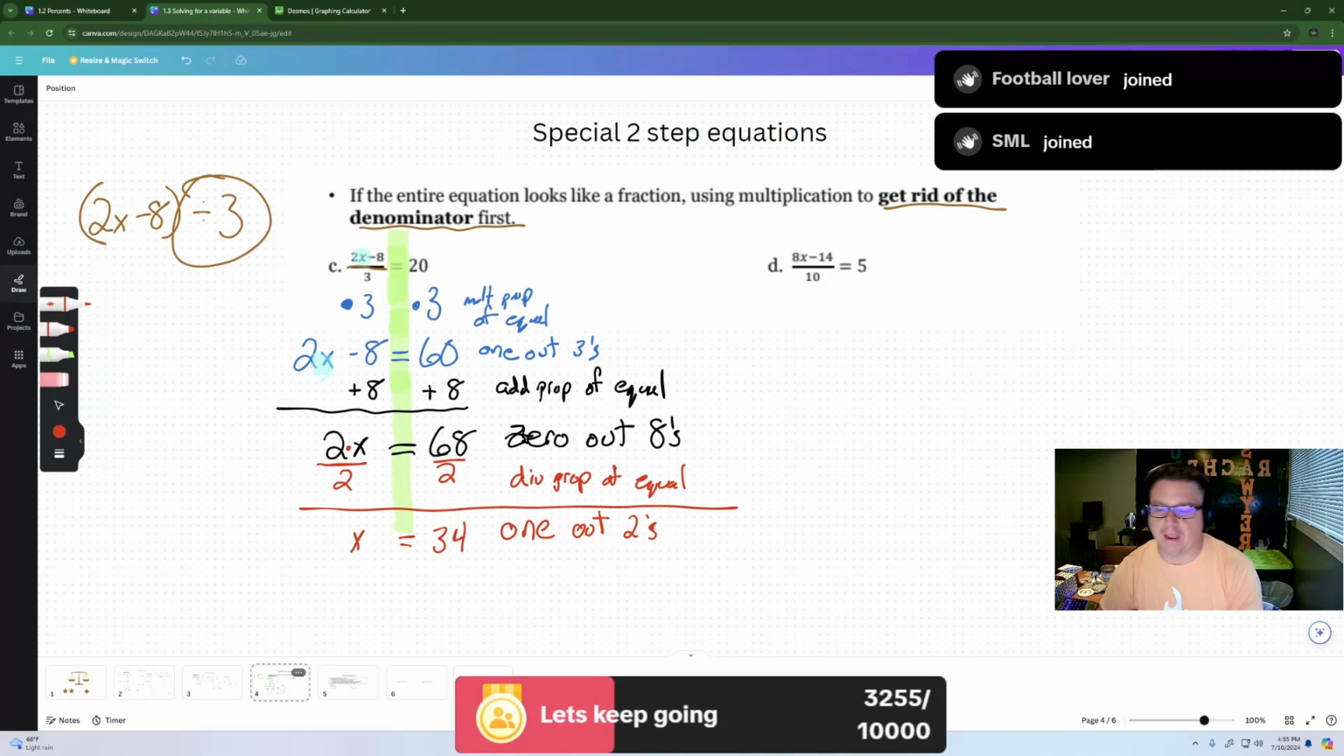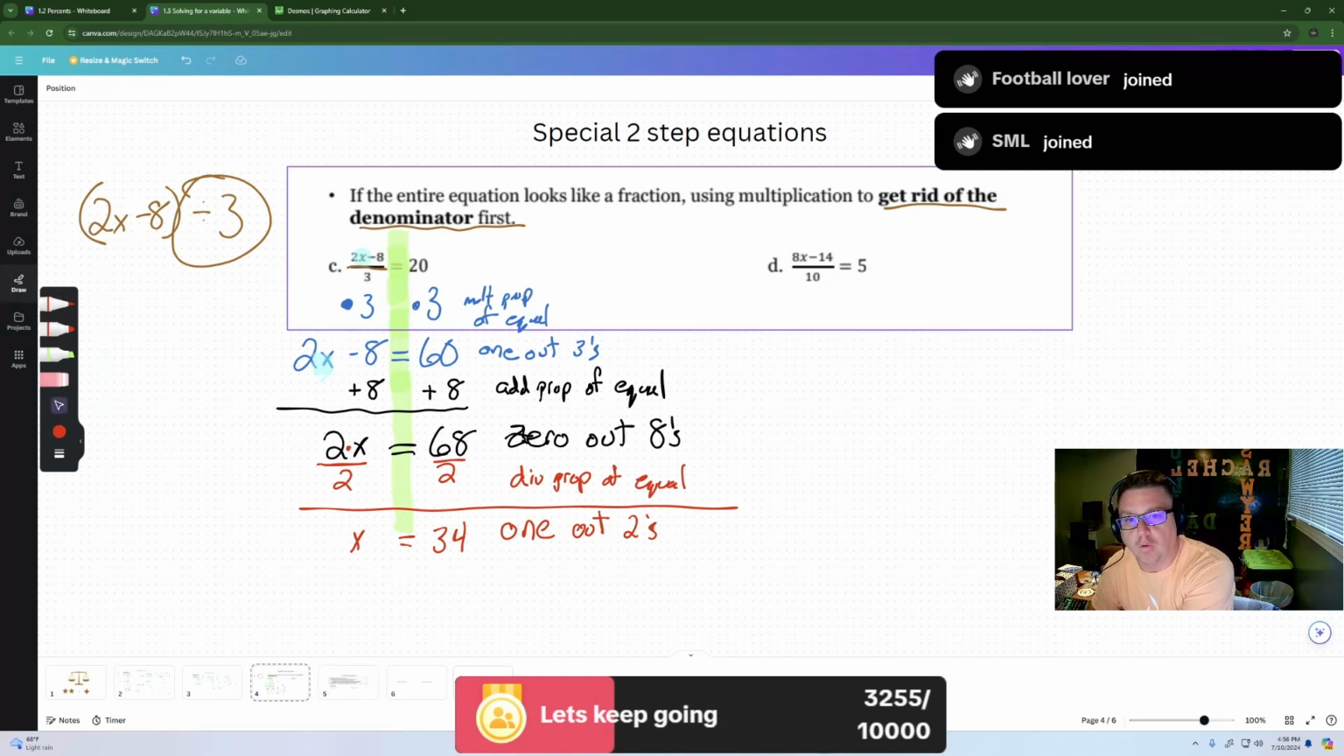Okay, so balancing this scale out, if we were to put 34 in for our variable, times it by 2, subtract 8, divided by 3, we should get 20 as our final solution because they should be balanced. Okay. All right. I'm going to give you D to do on your own.